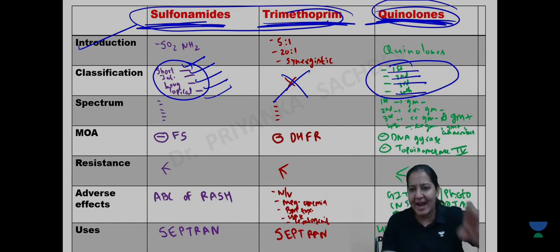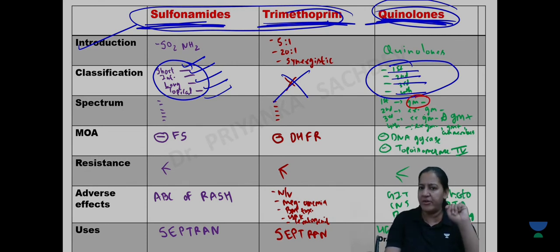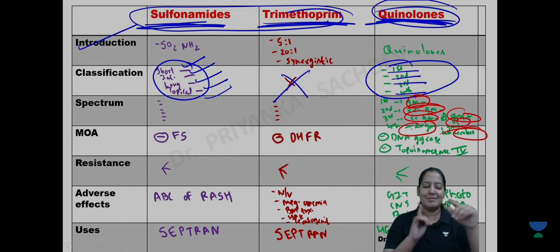First generation acts only against gram negative, moderate gram negative. Second generation, extended gram negative. Third generation, along with gram negative, gram positive also. And fourth generation, along with gram negative, gram positive, anaerobes also. So that is the spectrum. Spectrum is very important. Inside each generation, you should know the names of the drugs. How many drugs are there? Name them, number them.